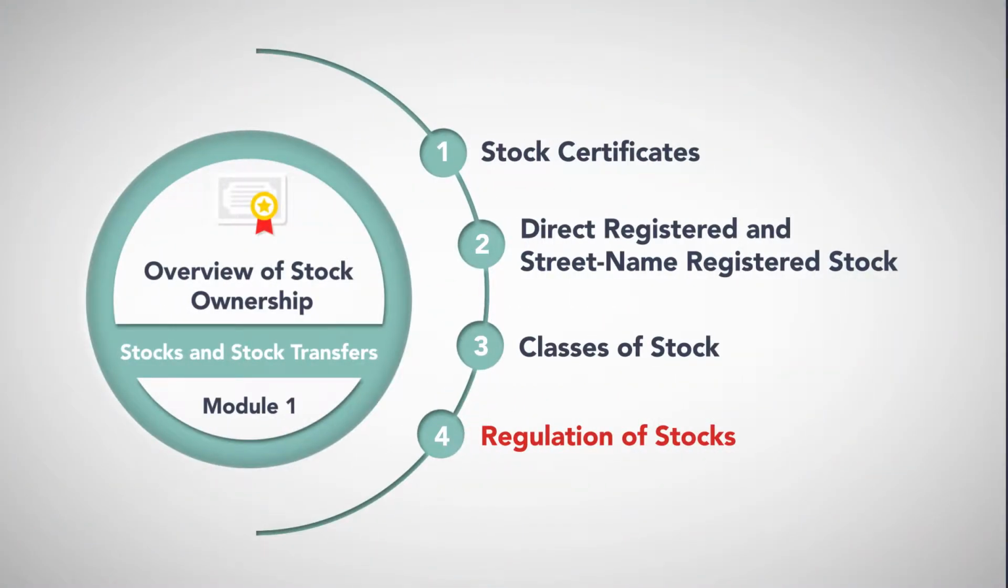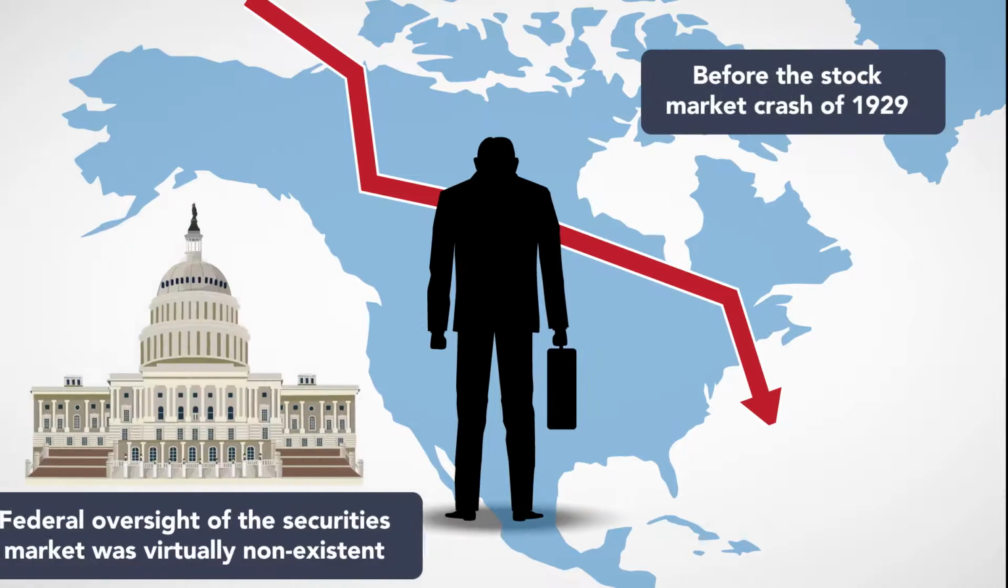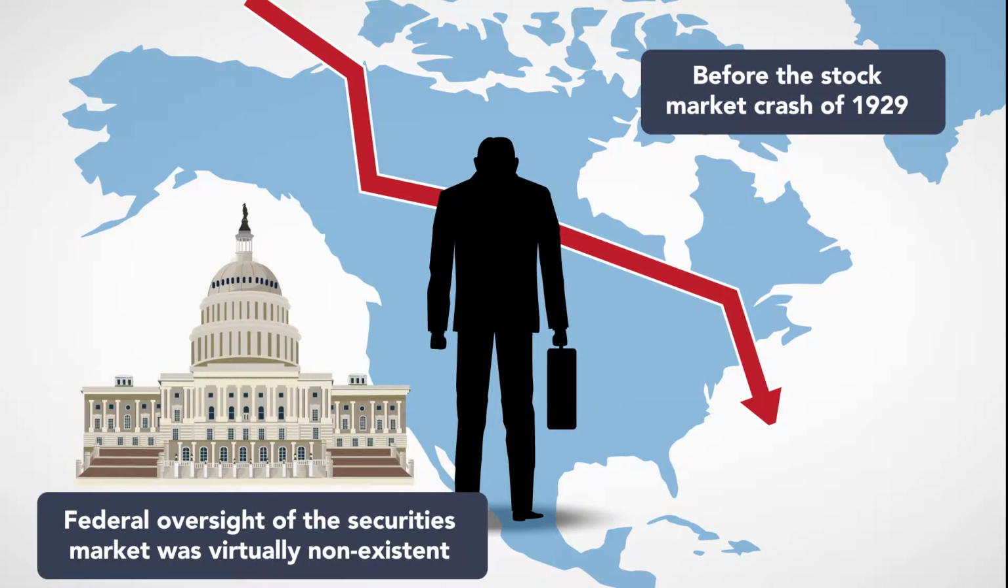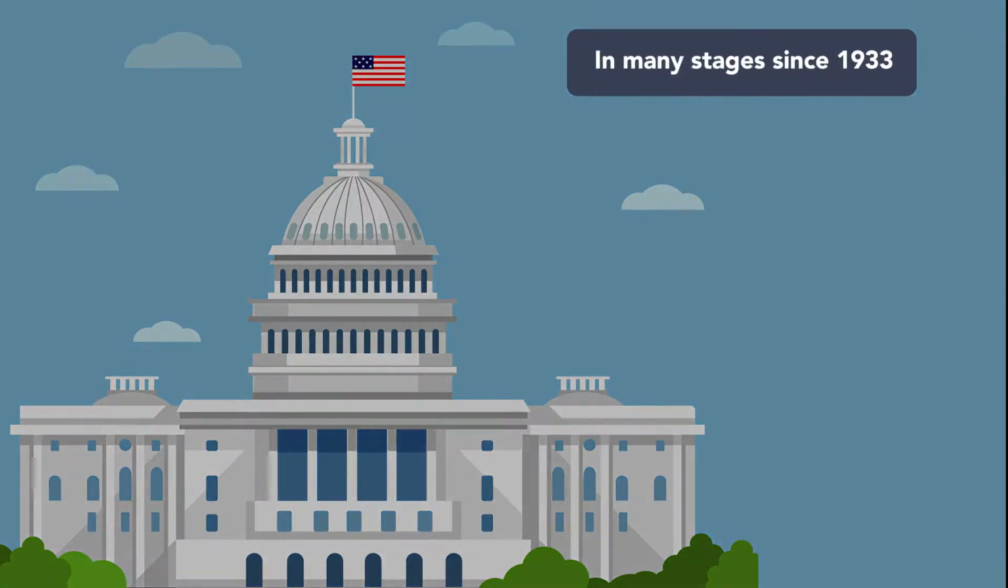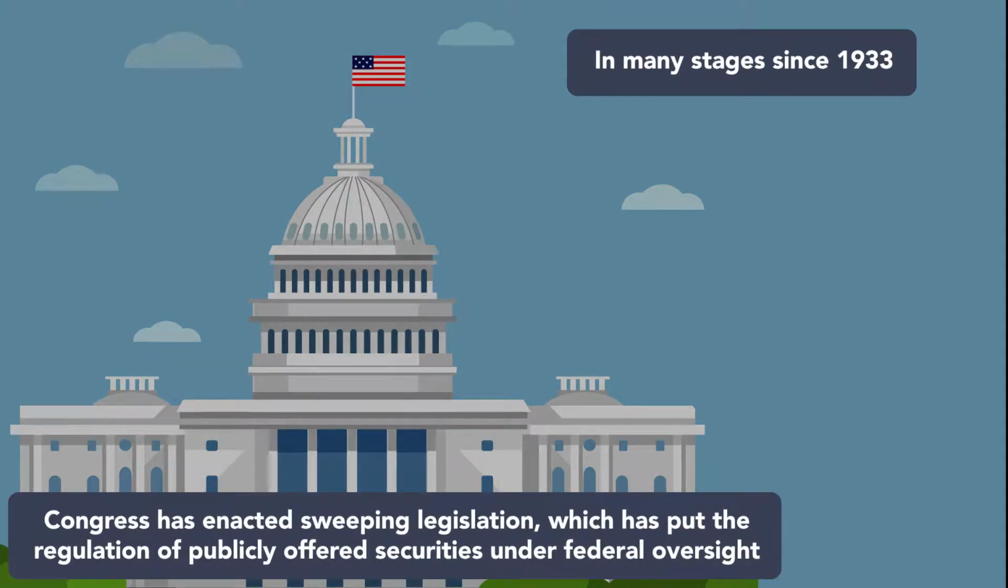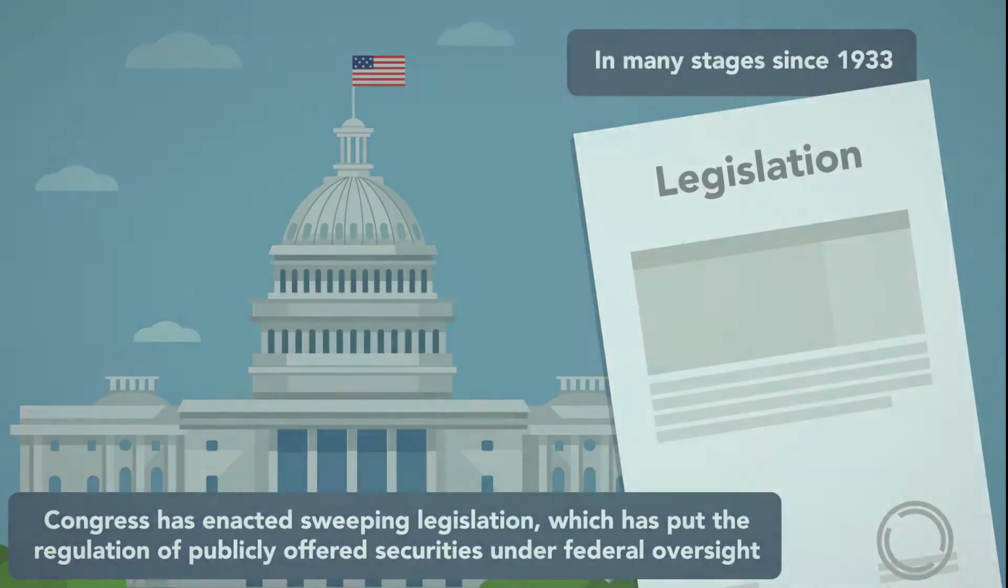Regulation of stocks. Before the stock market crash of 1929, federal oversight of the securities market was virtually non-existent. In many stages since 1933, Congress has enacted sweeping legislation which has put the regulation of publicly offered securities under federal oversight.